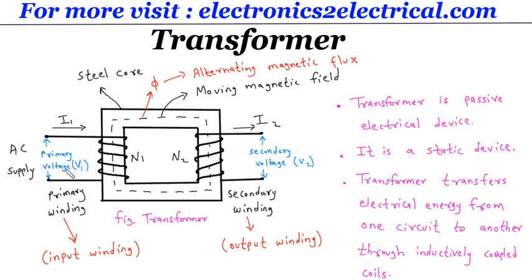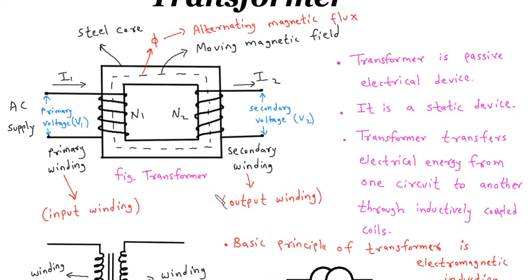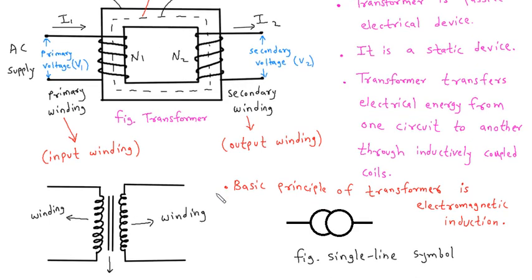Let V1 be the primary voltage and V2 be the secondary voltage. And N1 is the number of turns at primary and N2 is the number of turns at secondary. Basic principle of transformer is electromagnetic induction.